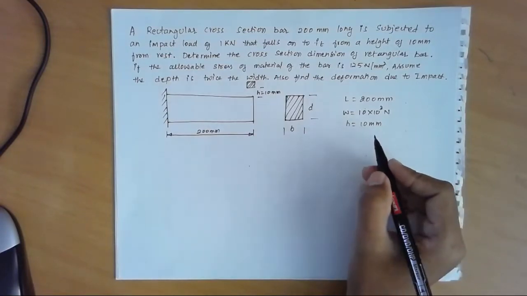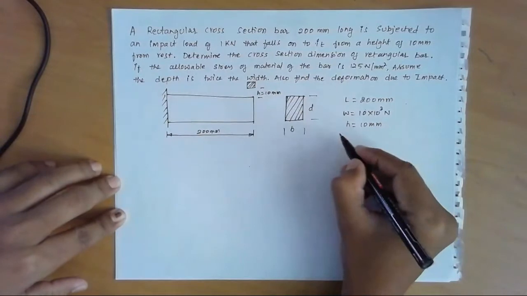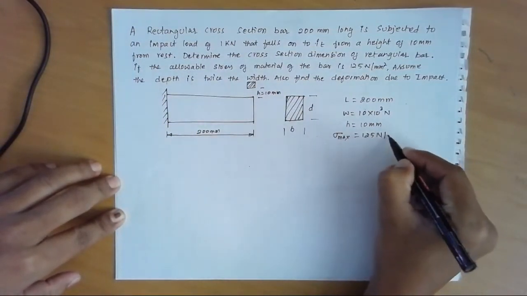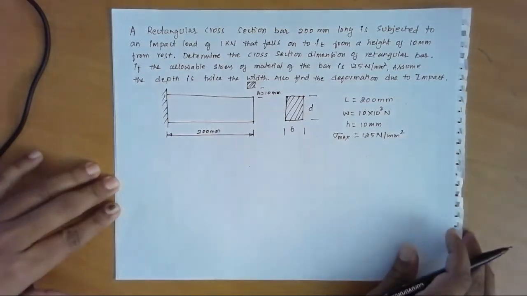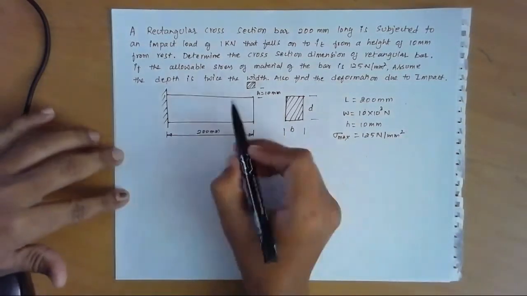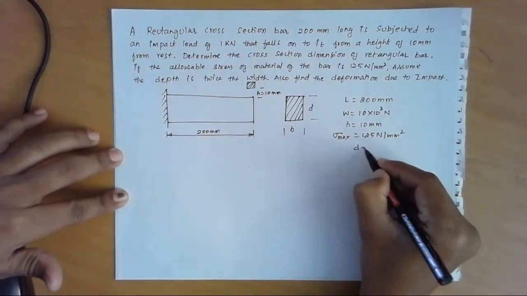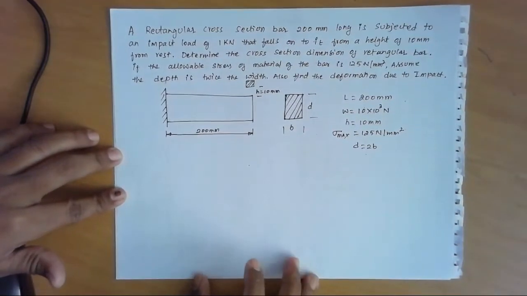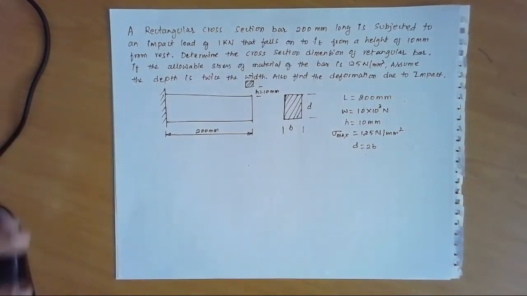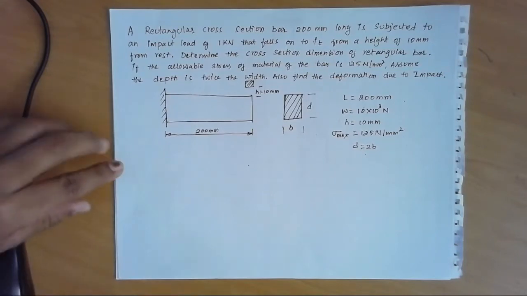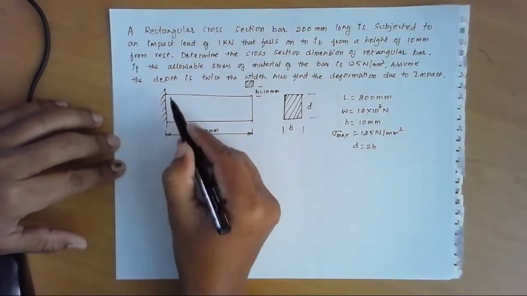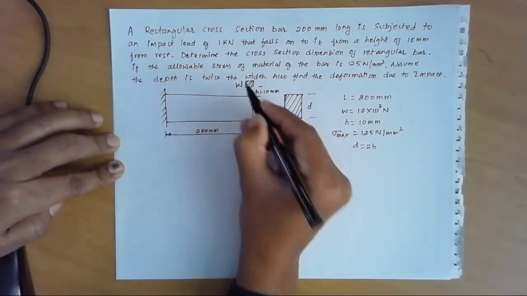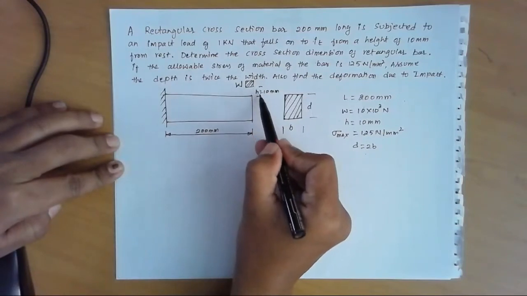Okay, and now again, the maximum stress they have given. Allowable maximum stress is 125 Newton per mm square. They have given depth is twice the width, so D is 2 times B. This is the condition they have given. So from table 2.8, now this becomes a cantilever structure. One end is fixed, and the other end is subjected to a load W. We can see this clearly, and it is falling from a height of 10 mm.